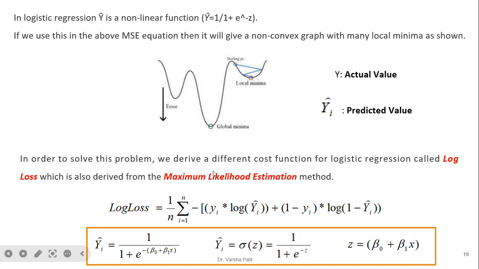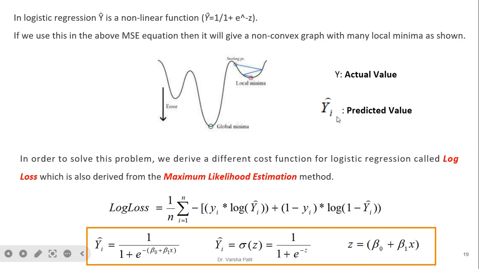In logistic regression, y cap, that is the predicted value, is a non-linear function, that is the sigmoid, given by the formula y cap is equal to 1 upon 1 plus e raised to minus z. If we use this in the mean squared error equation, that is the loss function or objective function, then we will get a non-convex shape with many local minima, as shown in this figure. When local minima are there, there are high chances that the algorithm will get stuck here and never converge to the main point, that is the global minima.